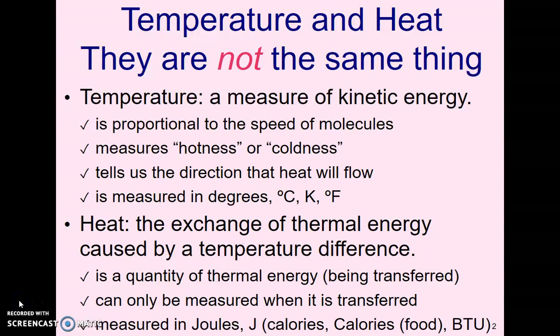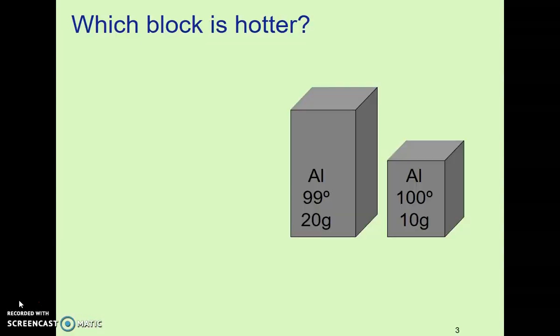So to summarize, temperature is a measure of the average kinetic energy of the particles, or really how fast the particles are moving. And heat is the type of energy that's used to change temperature, to make the molecules move faster, or if you remove heat, to make the molecules move slower. We're going to look at an example of the difference between temperature and heat looking at two blocks.